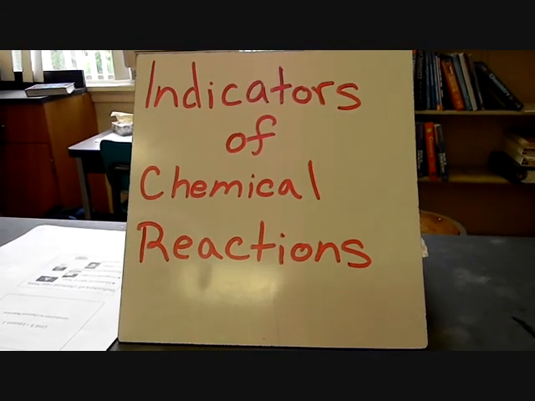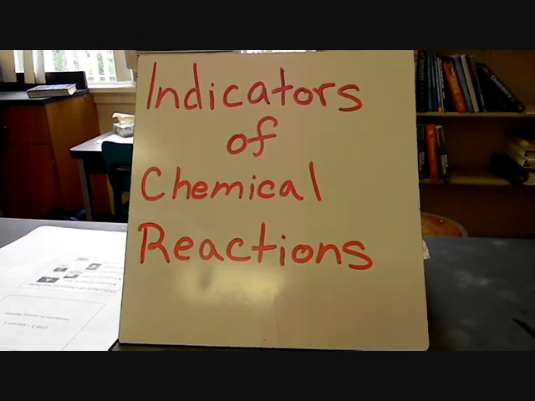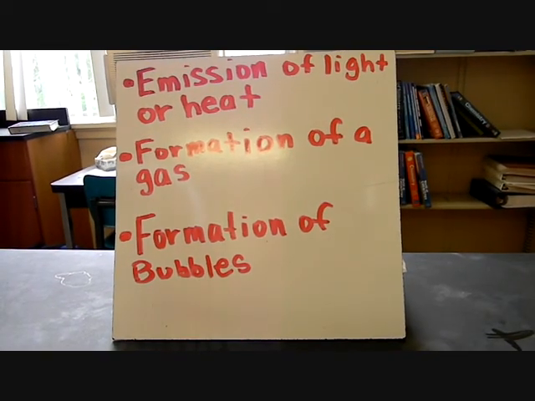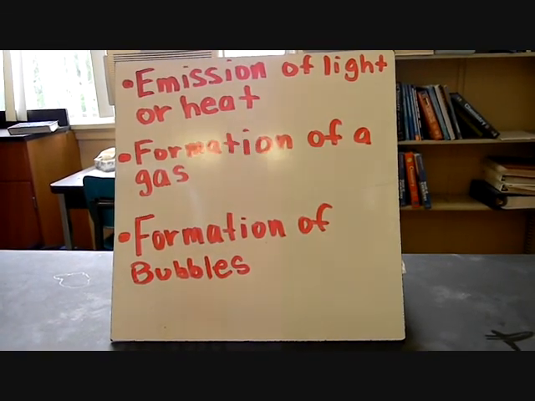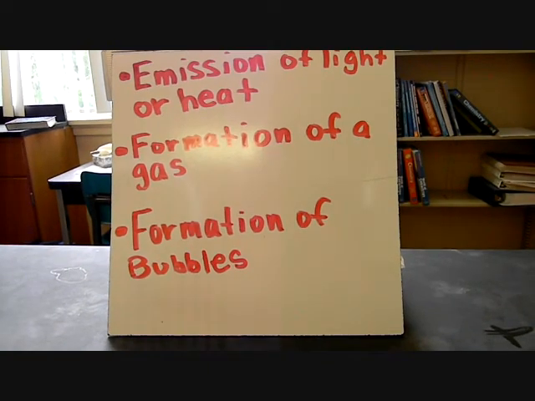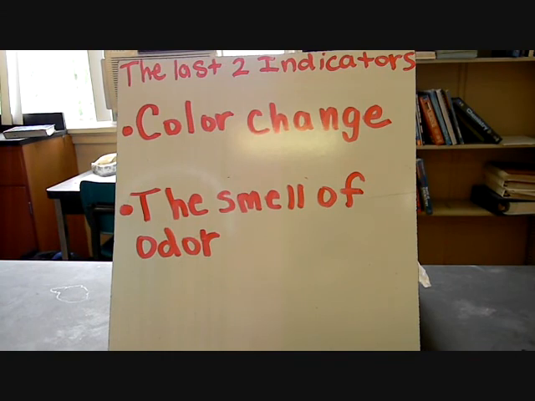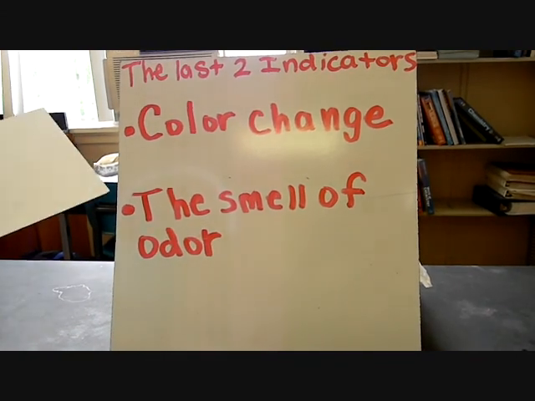There are 5 indicators of chemical reactions, and those 5 are emission of light or heat, formation of gas, formation of bubbles, and the last 2, color change, the smell or presence of odor.